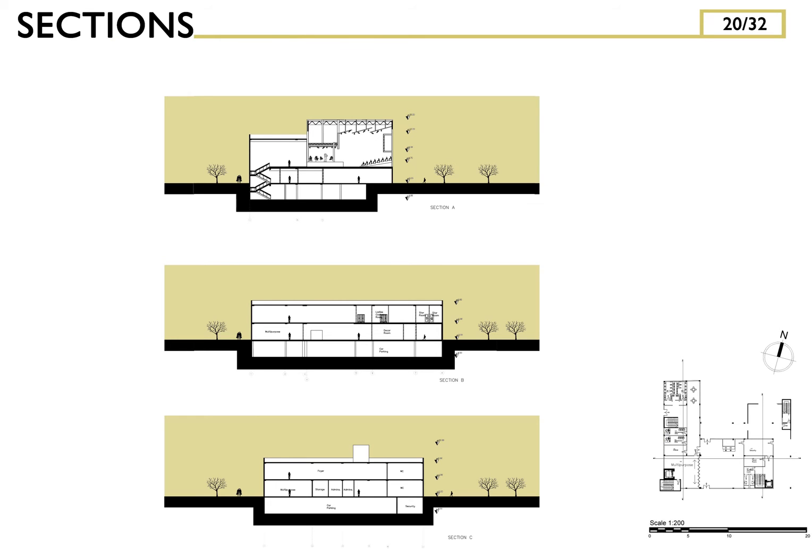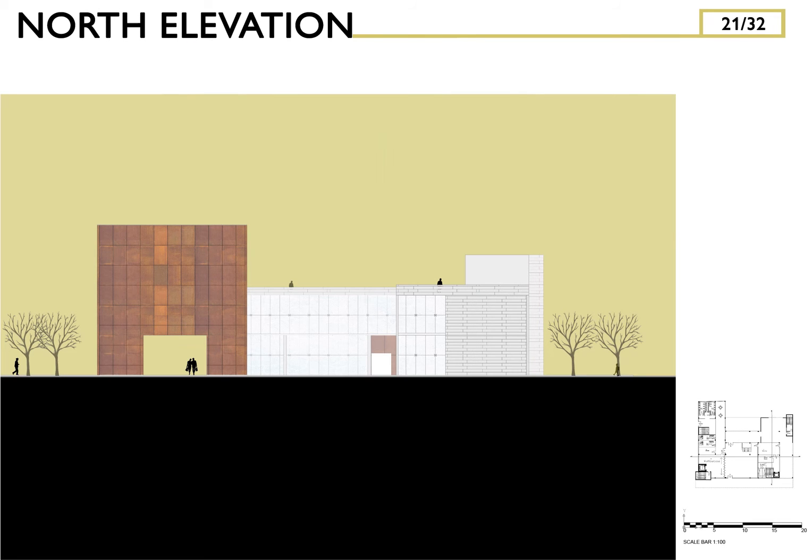Here is the section 1 to 200. I created a section from that part of the theater and the main lobby. This is north elevation. I use spider facade, curtain, and whimsic building element on my facades.